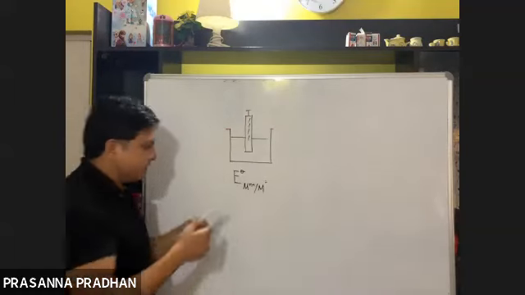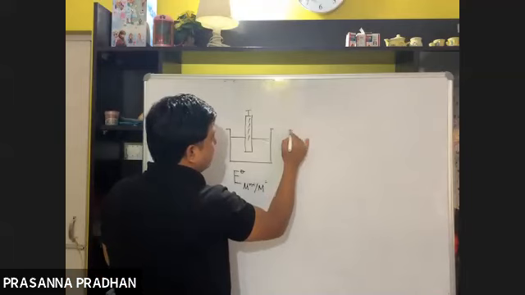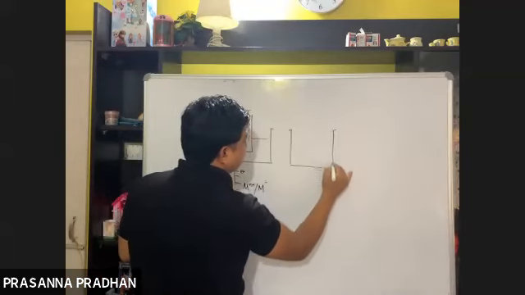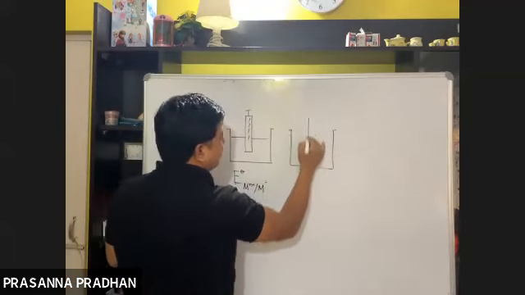Now the problem is, I identified the problem. What is the problem? A half cell cannot work on its own. So, okay, what's the issue then?